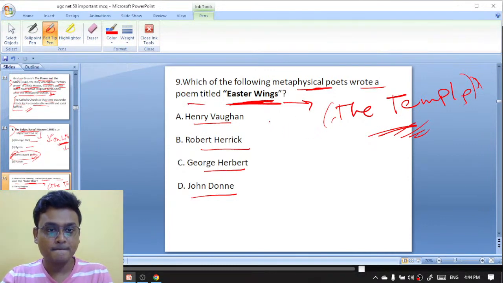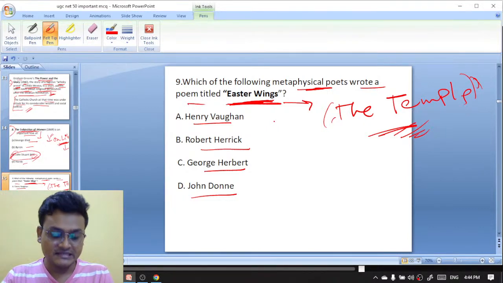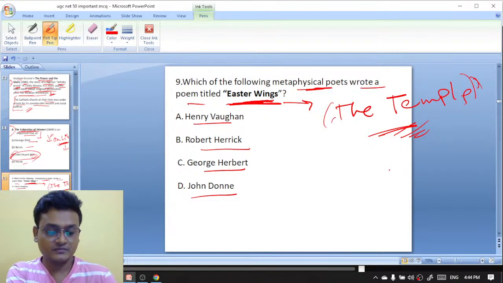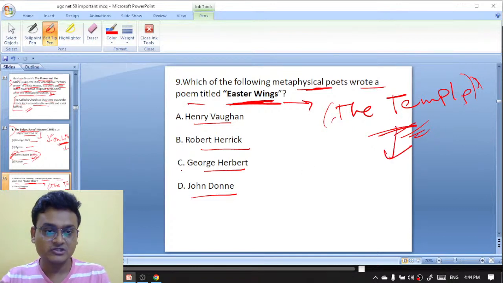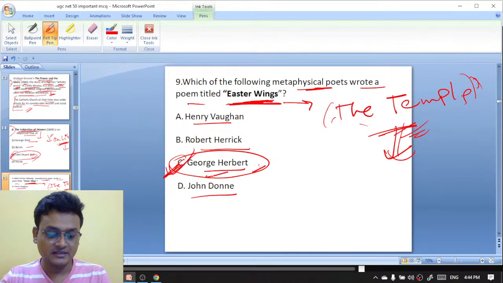What would be the answer here? Which of the following metaphysical poets wrote a poem titled Easter Wings? It's a part of Temple. Temple was written by George Herbert, and within that collection of poems there is Easter Wings. C is the right answer.